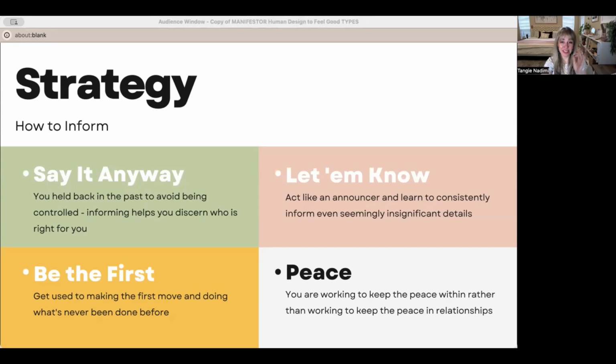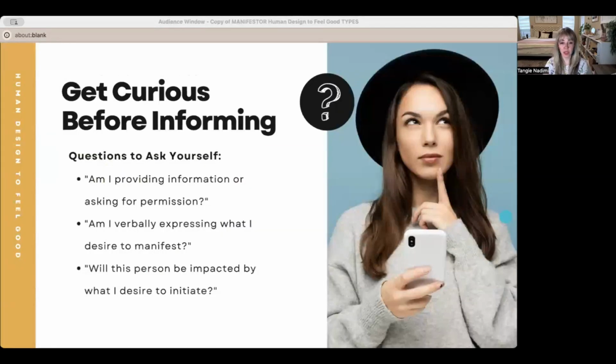And peace. You're not looking to be like a Zen Buddha master. You're looking to keep peace within yourself, so to be able to move forward peacefully rather than trying to keep the peace in relationships. That turns into a people-pleasing dynamic. And so being at peace means you are left alone. You're able to move forward and initiate without being limited, inhibited, controlled, or held back.